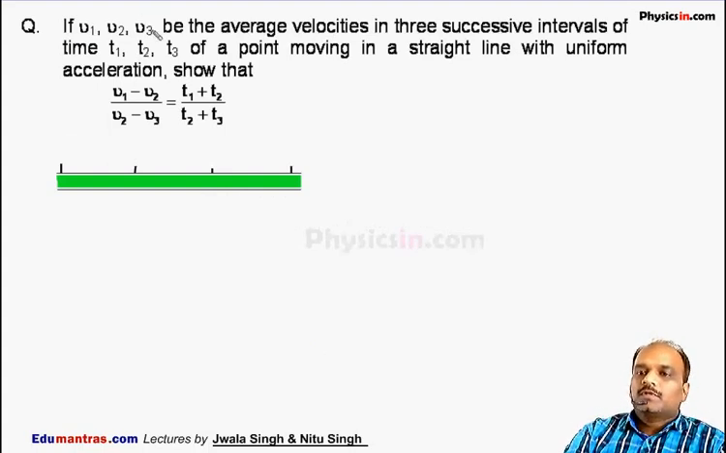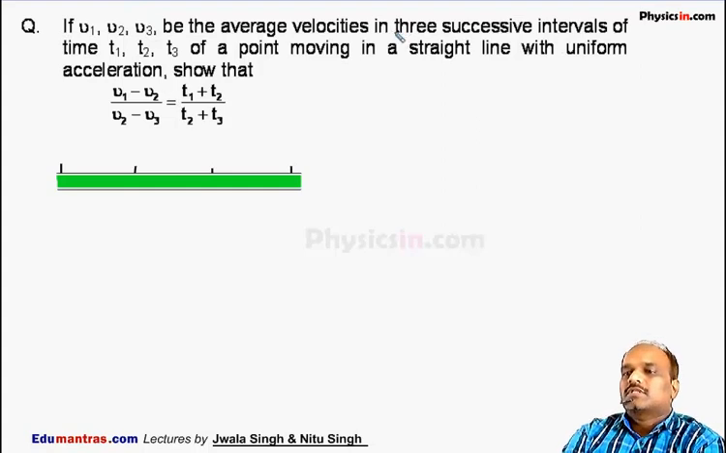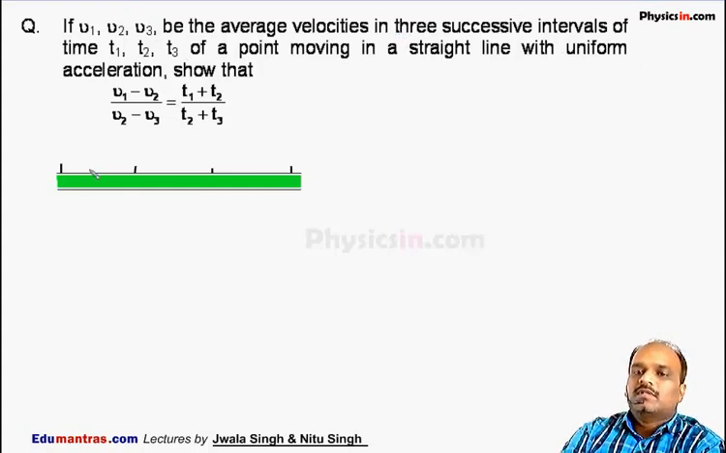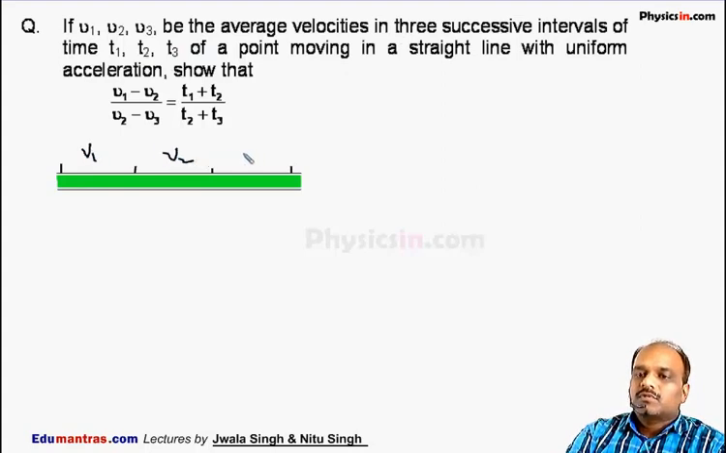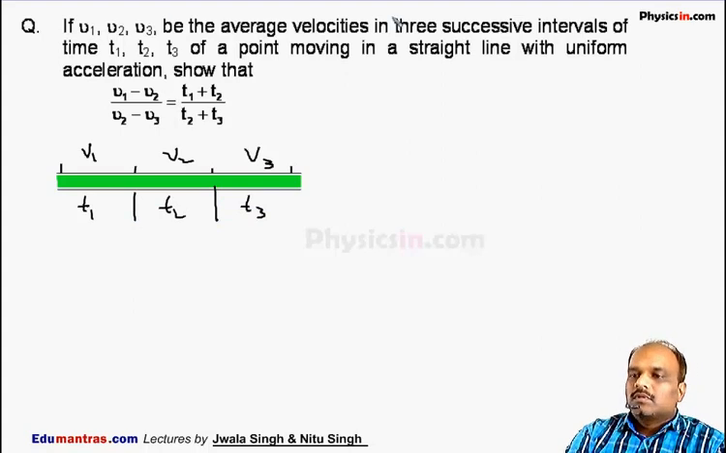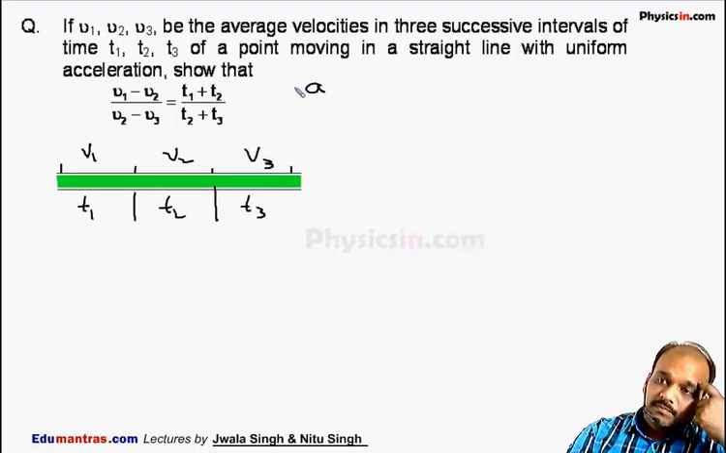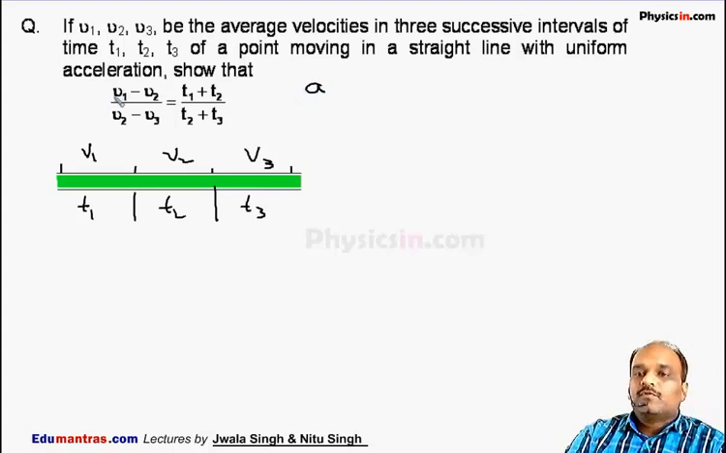If v1, v2, v3 are the average velocities in 3 successive intervals of time t1, t2 and t3: here the average speed is v1, here v2, here v3, for the time intervals t1, t2 and t3. The acceleration of the particle is constant. Let the acceleration be a. We have to prove that v1 minus v2 by v2 minus v3 is this.